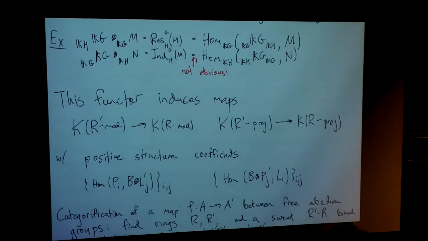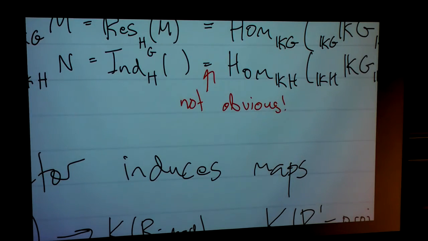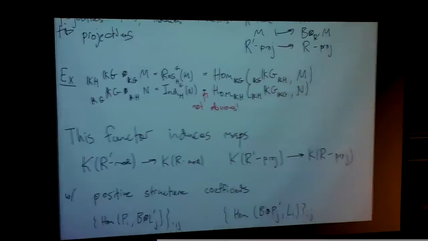Sorry, quick question. On the second line of the example, the furthest left term has an N, the second one has an M, but no N. Oh, I'm sorry. I think that's an N. That was a mistake. Yeah.